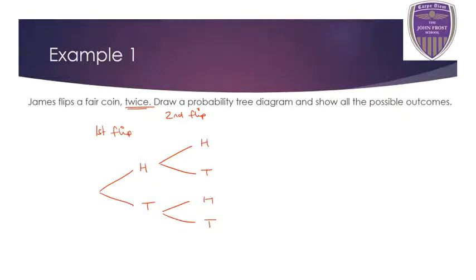We now need to put the probabilities on these branches. So these branches that we've drawn, that's where we write our probabilities. And this is quite a simple one to start off with if you think about it. We're not given any numbers in the question.